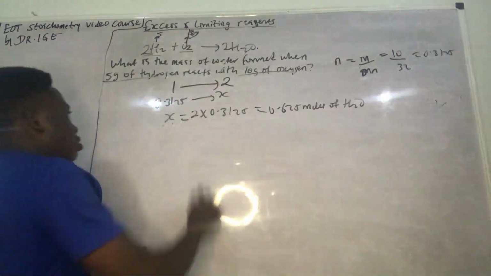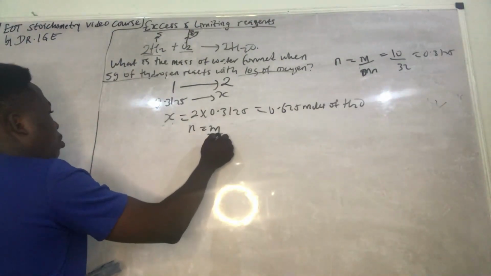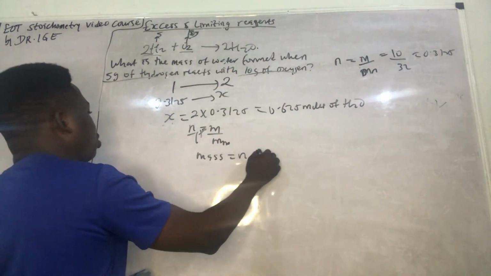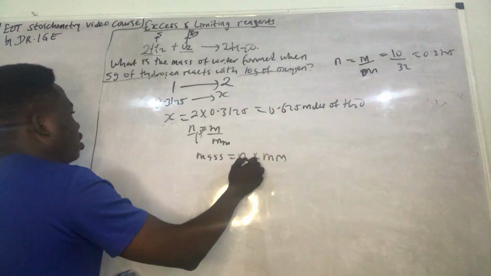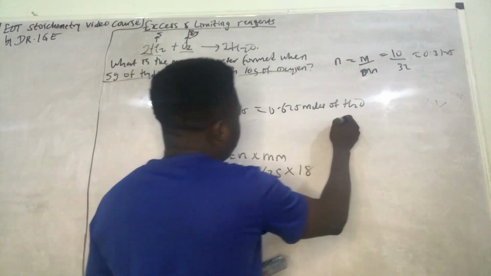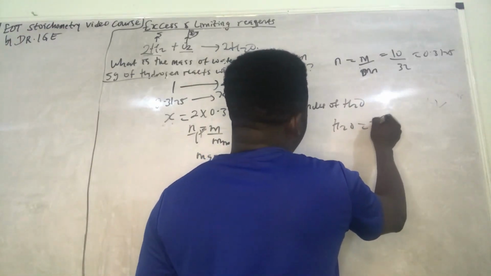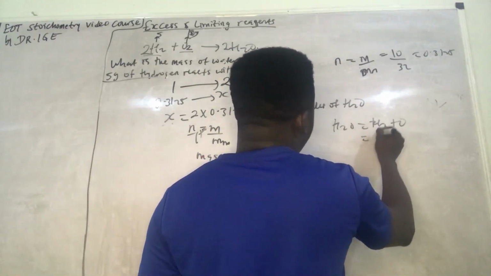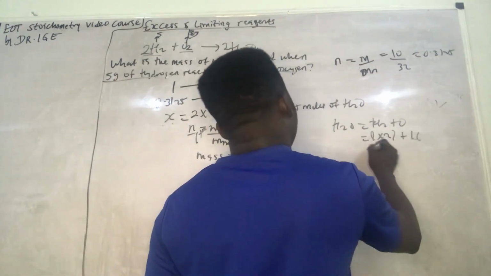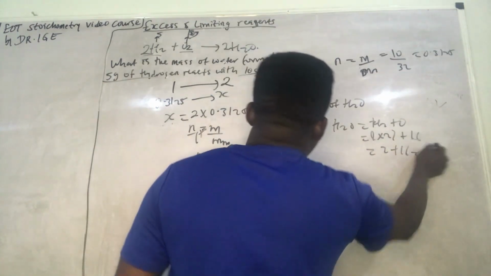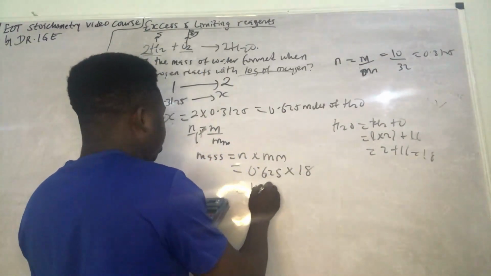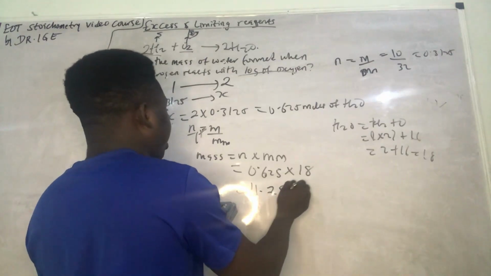But that's only for the moles. Remember the number of moles is mass over molar mass, and then mass is number of moles times molar mass. What is the number of moles here? 0.625. What is the molar mass of water? It is 18. How do you know? H2O is H2 plus O. H2 is 1 times 2, plus 16. 1 times 2 is 2, plus 16, that's 18. So we multiply, times 18. So the mass of water formed is 11.25 grams.